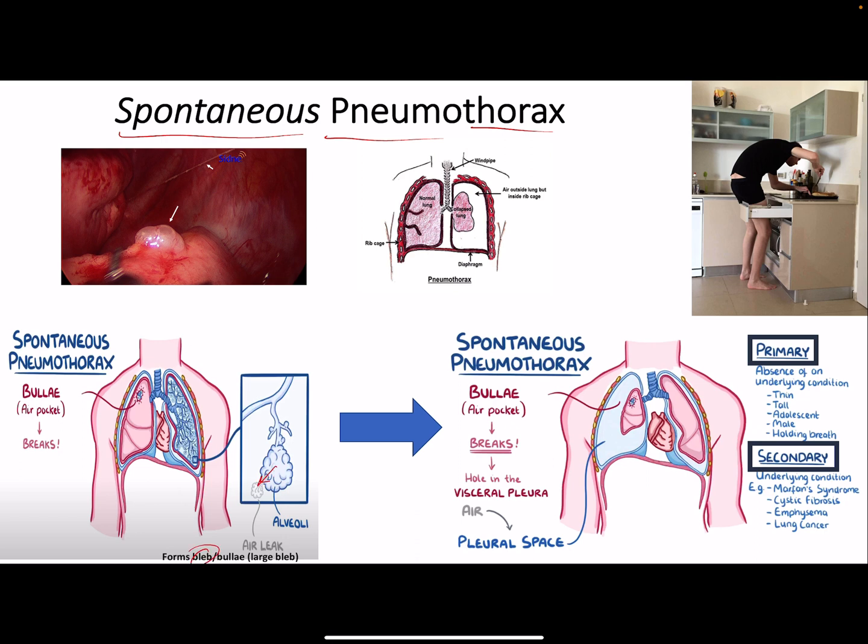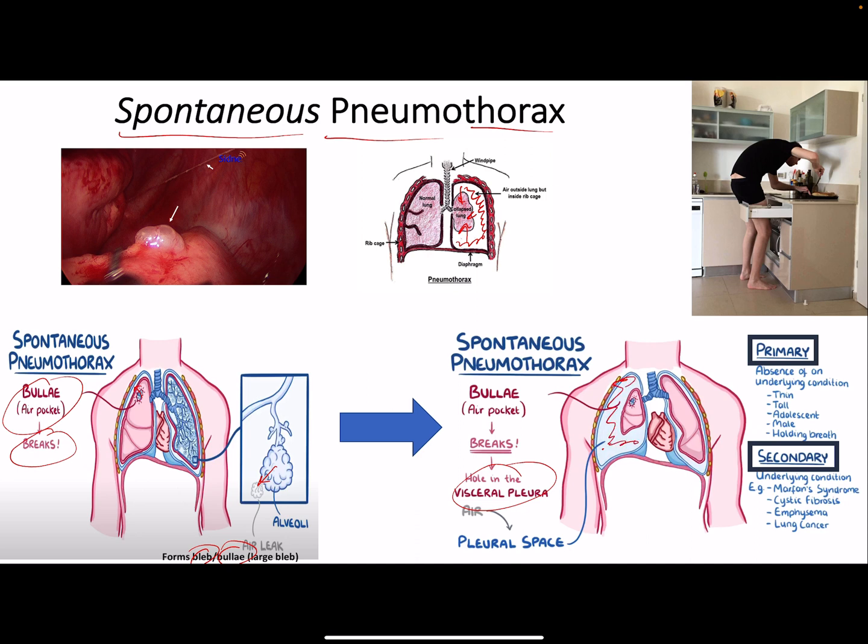This forms air blebs. If it's a big air bleb, we call it a bulla. And here's just a picture of all of that air in the intrapleural space. It can cause atelectasis, meaning it can collapse the lung. But so we get this bleb. There's a break in the lung lining, and air gets in the intrapleural space. This is the hole in the visceral pleura. Now this buildup of pressure here.